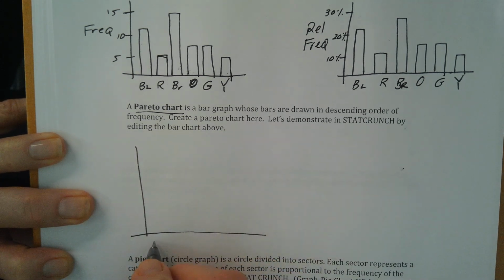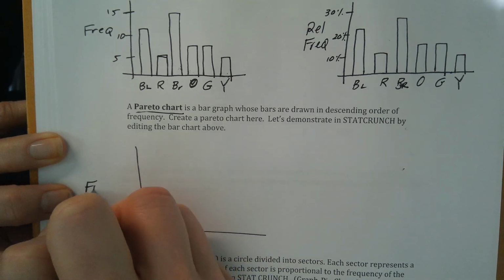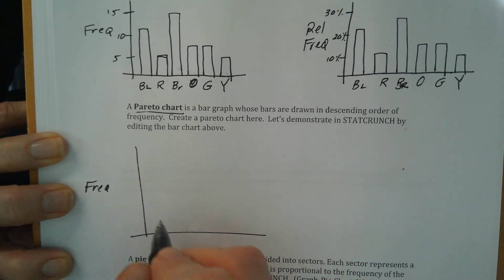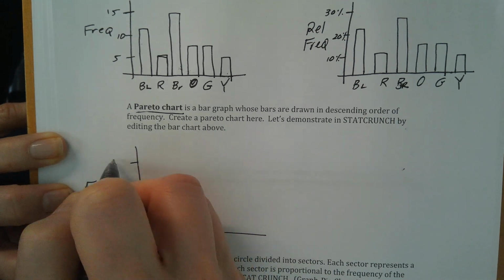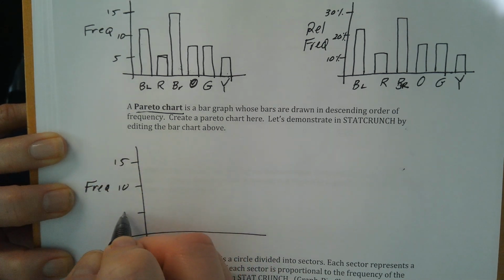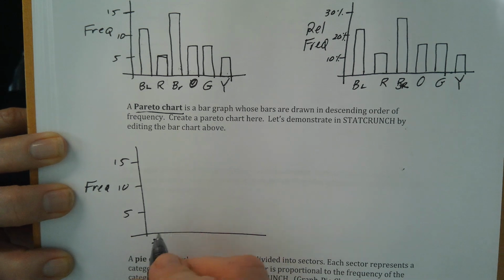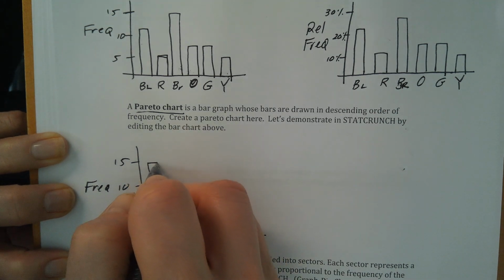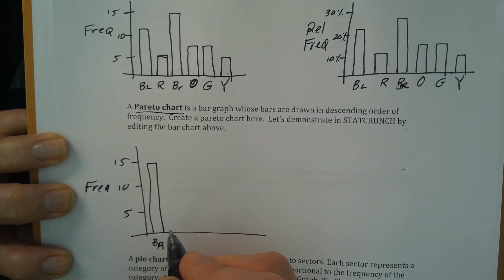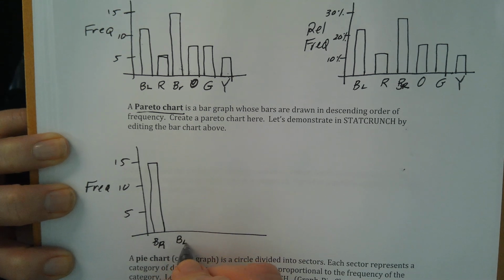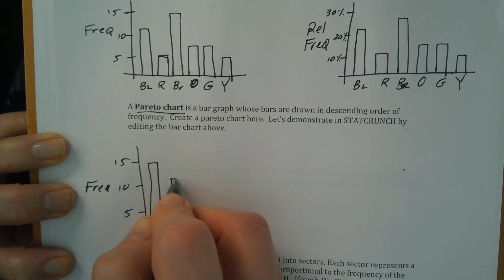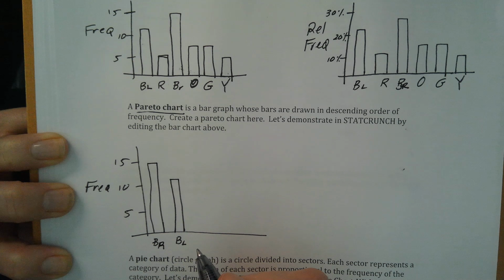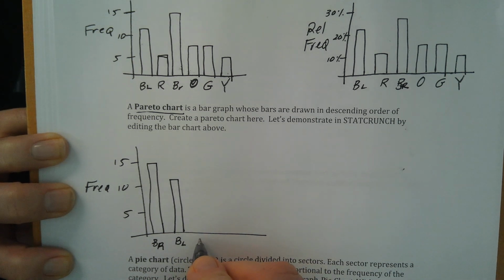So by hand, we'll still have the colors. This time it'll start with brown, because brown will be the biggest. Remember, our frequencies go all the way up to 15, so brown has 15 M&Ms. The next biggest would be blue, and blue had 12. The next biggest would be green and orange, both have 8.